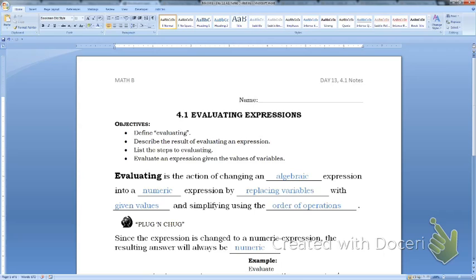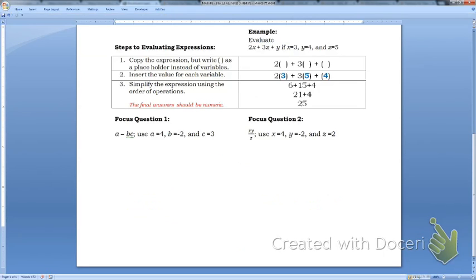Another way of thinking of the word evaluating is plug and chug. Since the expression is changed to a numeric expression, the resulting answer will always be numeric, a number. There should be no variables at all in your answers. So let's look at an example and talk about the steps to evaluating an expression.